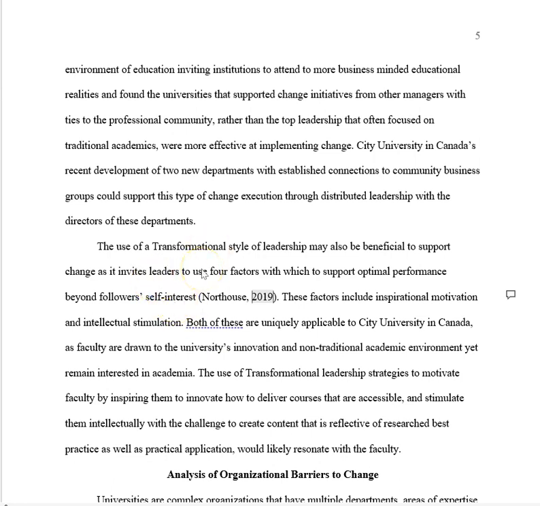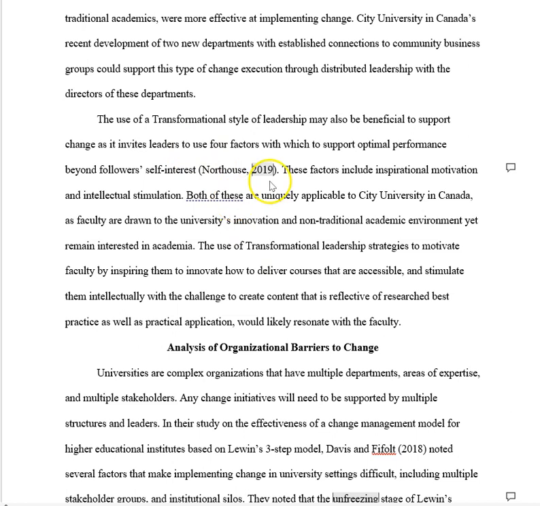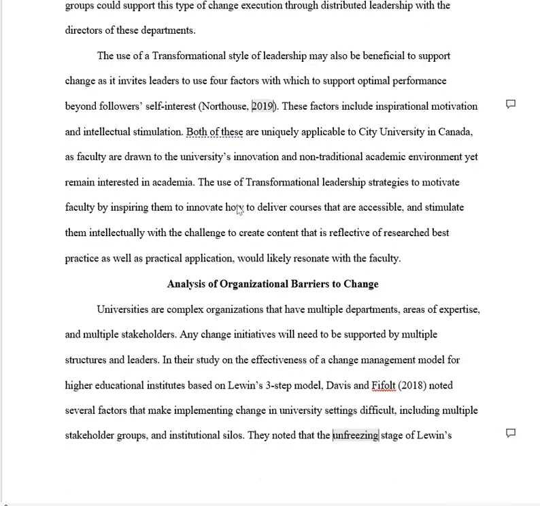Here they introduced transformational leadership, and they used the Nordhaus book. So that probably should have been as cited in Nordhaus 2019. Because Nordhaus is not the author of Transformational Leadership Style, so that's Bass that really introduced it. But that's okay, using a secondary scholarly source is fine.